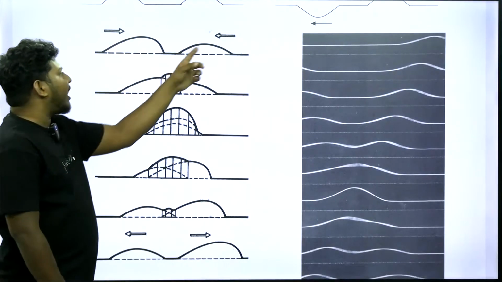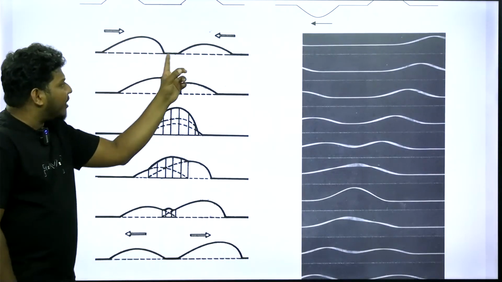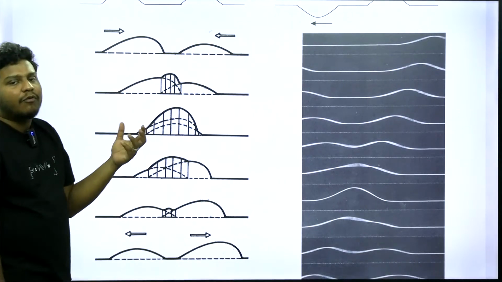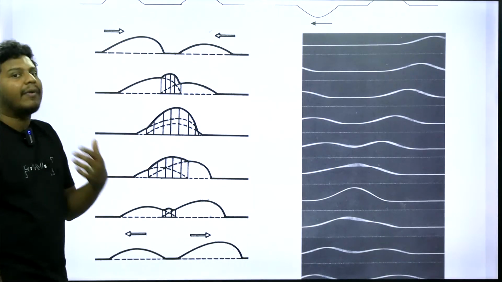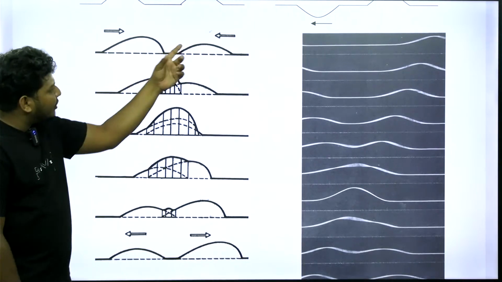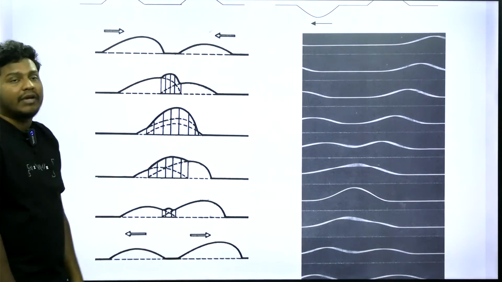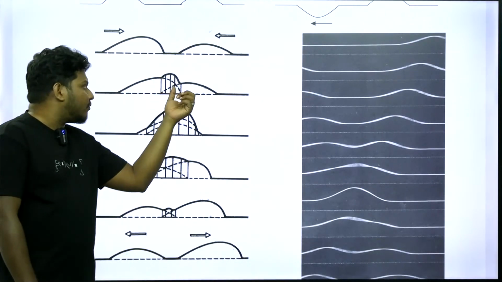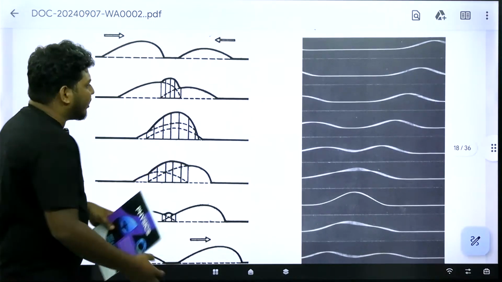There are different shapes of waves moving, pulses moving. These are not waves, these are pulses. So two different kinds of pulses are moving together, and when they come together, what will happen here? Look at this one.